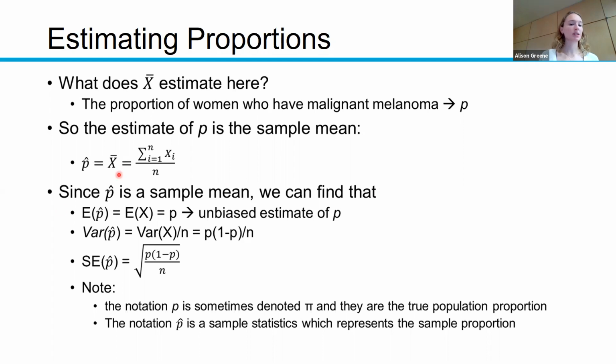So the expectation notation is for the mean. So the mean of P, the proportion of women with melanoma. The variance and then the standard error. So again, the standard error of a proportion is going to look like this, which is going to be, again, important for that confidence interval formula.